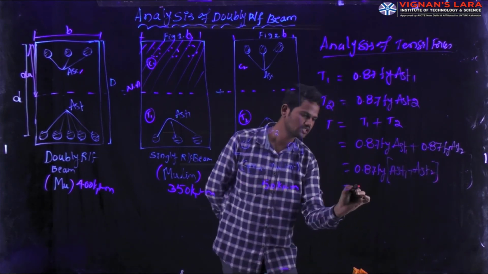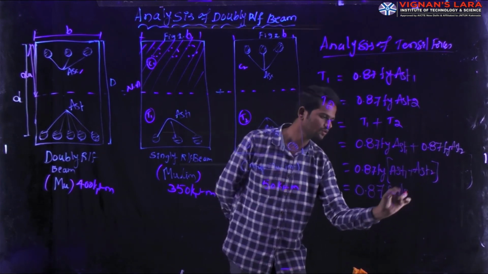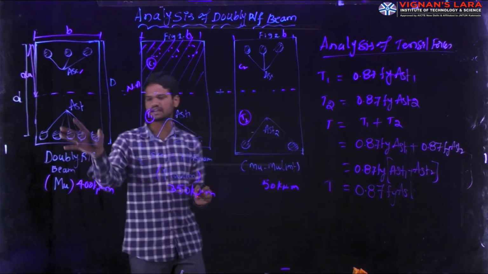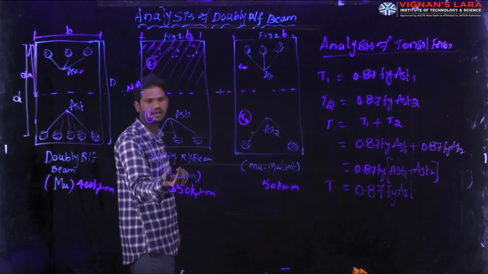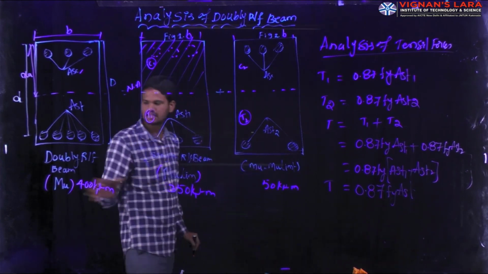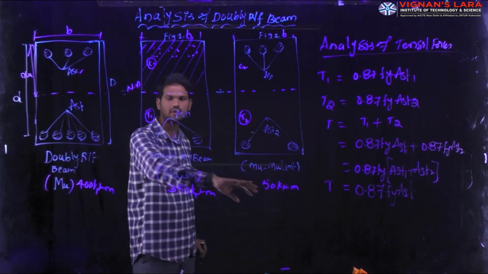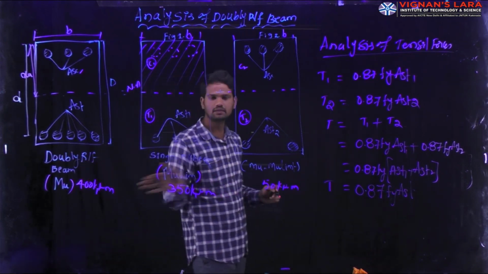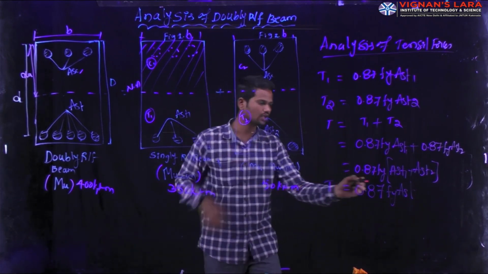If you substitute all these parameters, the total tensile force equals 0.87 Fy Ast. This Ast is the total area of the steel reinforcement in the analysis of the singly reinforced beam section as well as the additional beam section. These values, 400 kN per meter, 350 kN per meter, 50 kN per meter, are example values we have considered here. These are not fixed values. For different types of loading conditions, the moments may vary based on the amount of loading. This is the total tensile force.